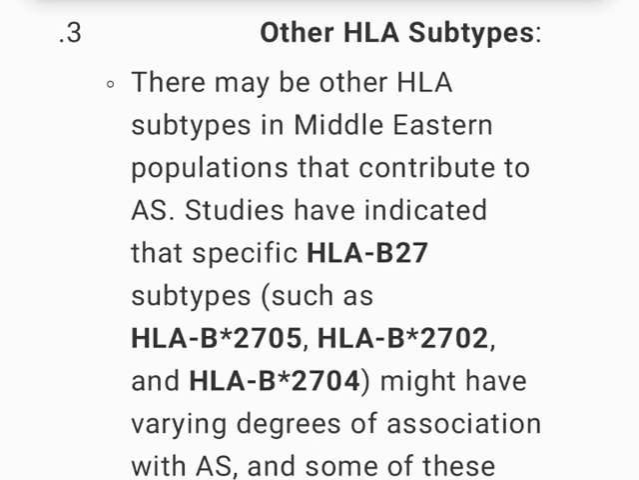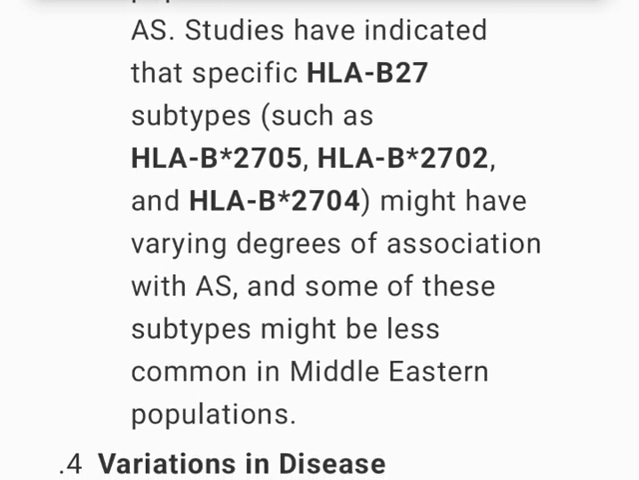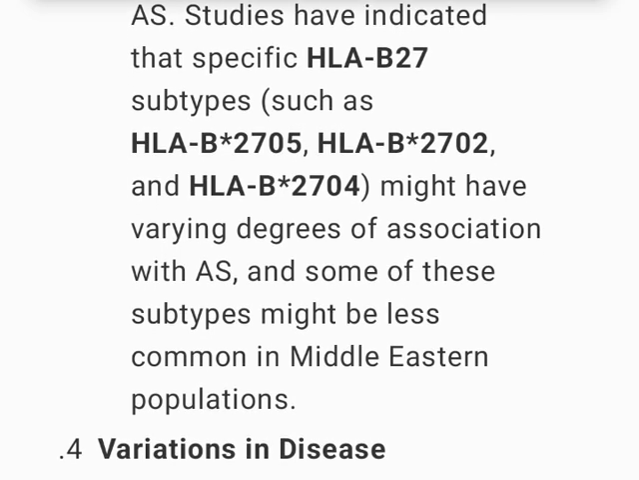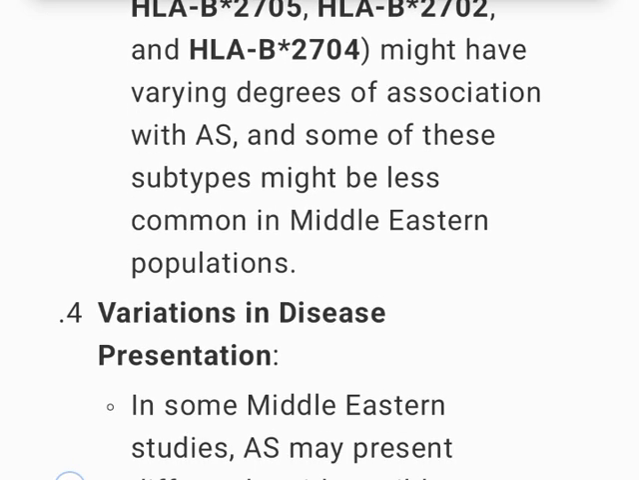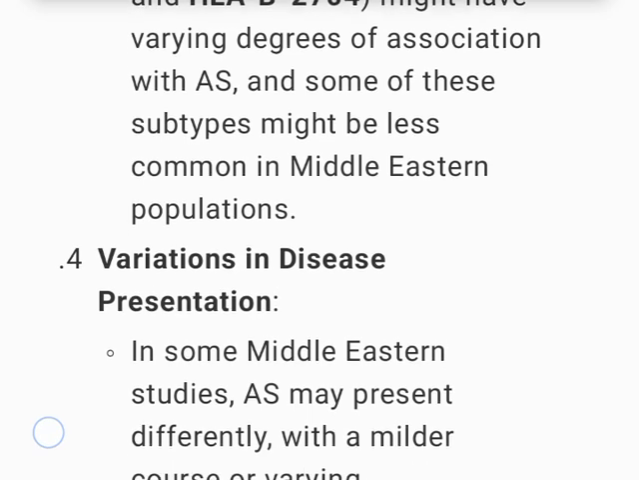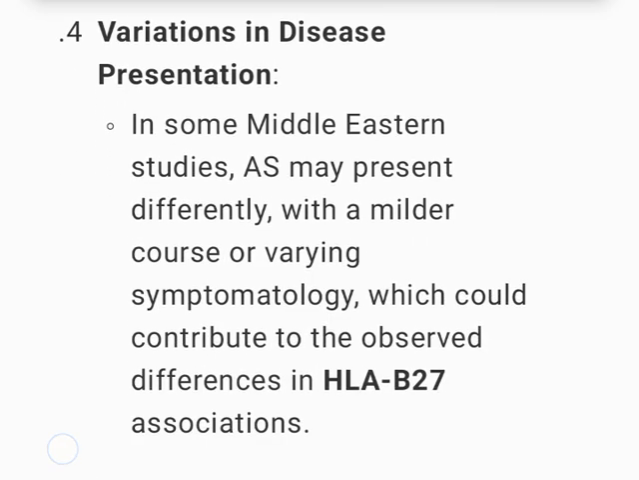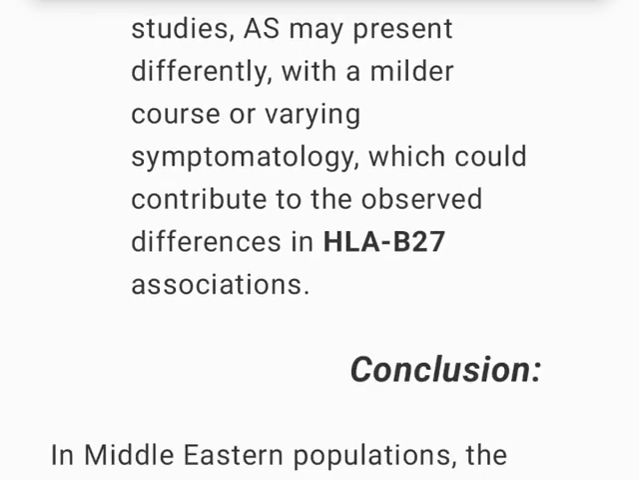3. Other HLA subtypes. There may be other HLA subtypes in Middle Eastern populations that contribute to AS. Studies have indicated that specific HLA-B27 subtypes, such as HLA-B2705, HLA-B2702, and HLA-B2704, might have varying degrees of association with AS, and some of these subtypes might be less common in Middle Eastern populations. 4. Variations in disease presentation. In some Middle Eastern studies, AS may present differently, with a milder course or varying symptomatology, which could contribute to the observed differences in HLA-B27 associations.